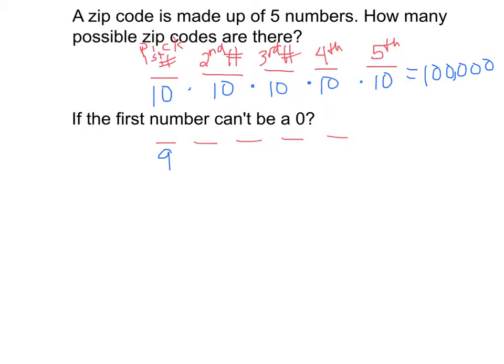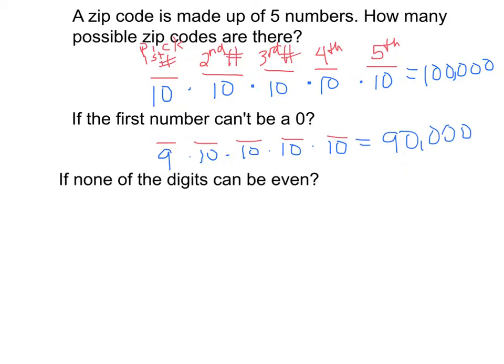Now notice this restriction is only on the first number. It's not on the other numbers, so all of the other numbers have the possibility of 10 choices. And so we get, when we multiply, 90,000 different possibilities. Let's try another one. Now this next one reads that none of the digits can be even.